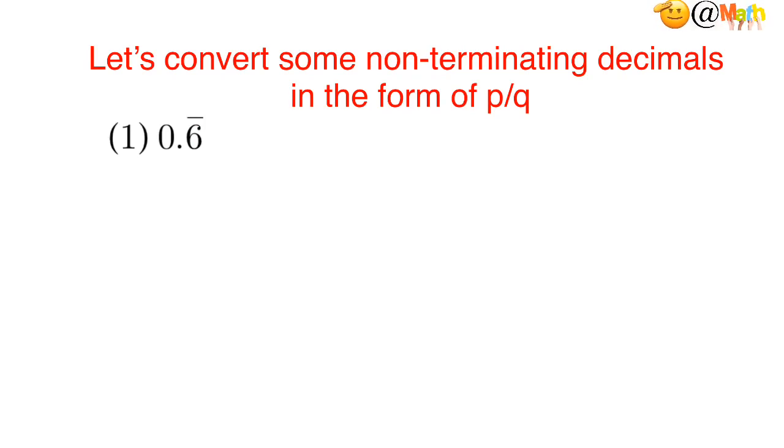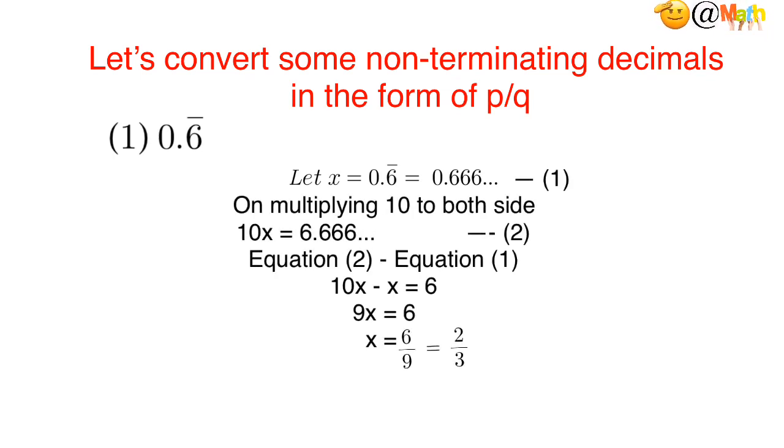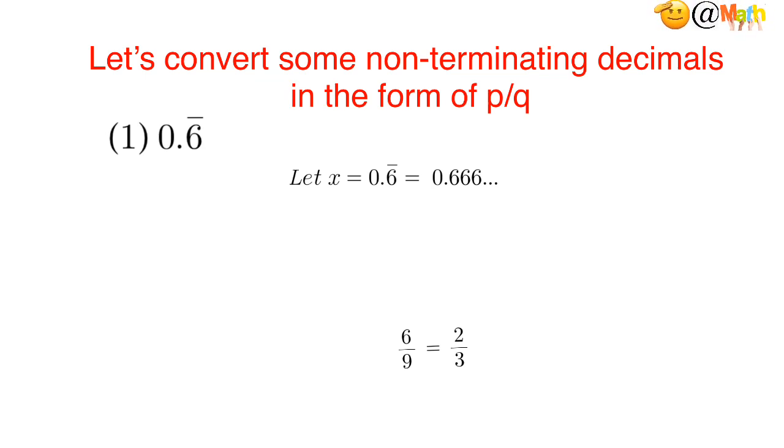Let us convert some non-terminating decimals into the form p by q. 0.6 recurring. Let x be equal to 0.6 recurring, which is 0.666... On multiplying 10 to both sides, we have 10x is equal to 6.666... On subtracting equation 1 from equation 2, we have 10x minus x is equal to 6, 9x is equal to 6, x is equal to 6 by 9, which is 2 by 3.